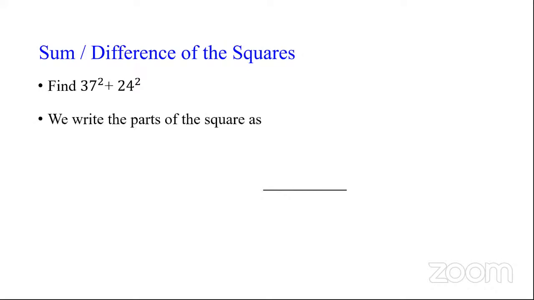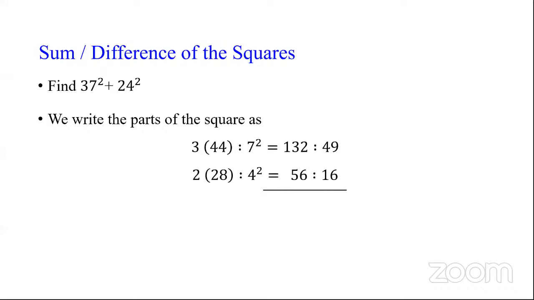Now we come to sum and difference. Same idea again. 37 square plus 24 square. Start writing the parts for 37 square. How will I write? 3 times 37 plus 7, left part. Right part 7 square. So 3 times 44. I can even directly say 37 plus 7, 44. I can write that way. So for 37 square, parts are 132 and 49. For 24, it will be 2 times 28 is 56 and 16.